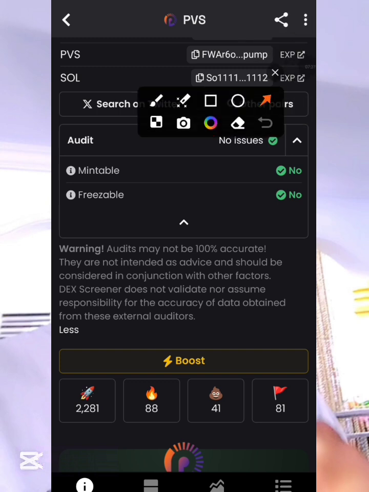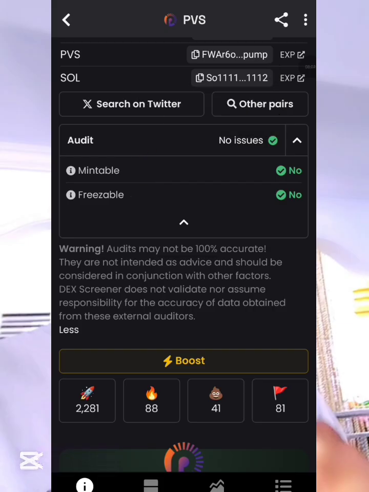Look at this place. You can see that the token is not mintable. That is, the developer cannot create more coin after the first creation, after they have actually created it. So it is not mintable; they cannot mint the coin anymore. And the second one simply means they cannot just freeze the holder's account at any moment in time. So this is good. That is why we are seeing the audits, no issues.